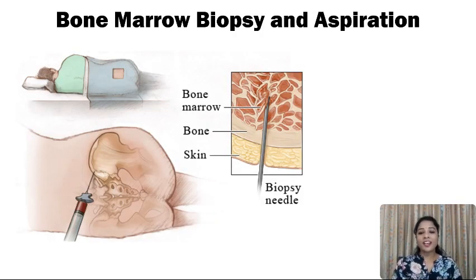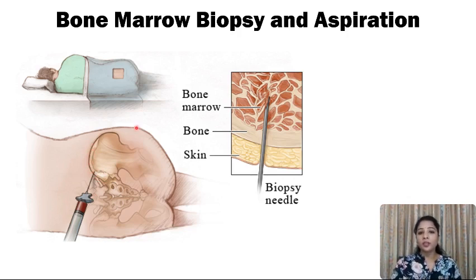The next clinical aspect is bone biopsy or bone marrow aspiration. Bone biopsy is a procedure in which bone samples are collected with a special biopsy needle. Here in this image we can appreciate the biopsy needle collecting from the ilium, that is the iliac crest, which is an often used site for collecting bone biopsy.